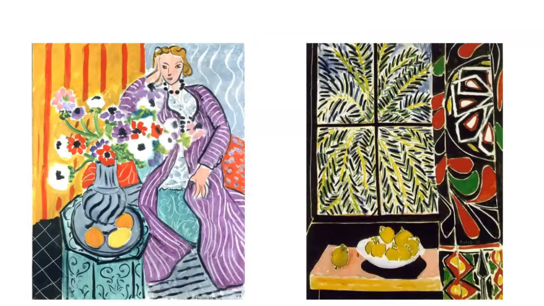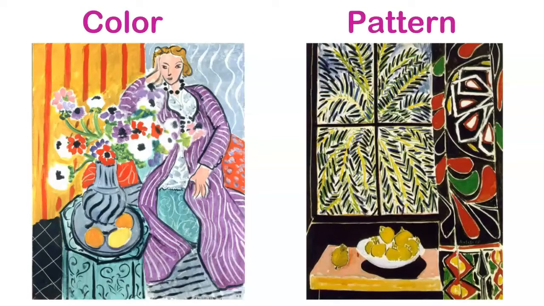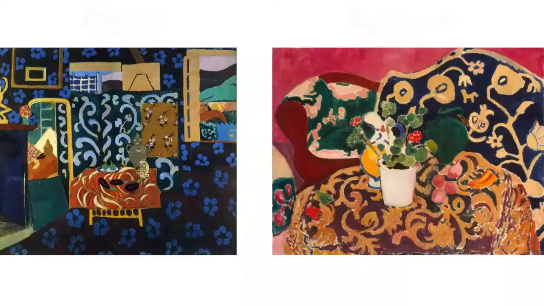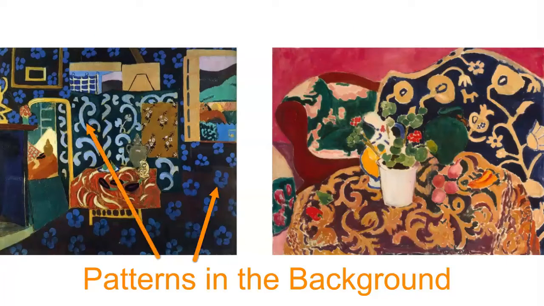Here are two examples of paintings by Henri Matisse. I want you to notice the color and pattern. Look at these two paintings. How is Matisse using patterns in the background?